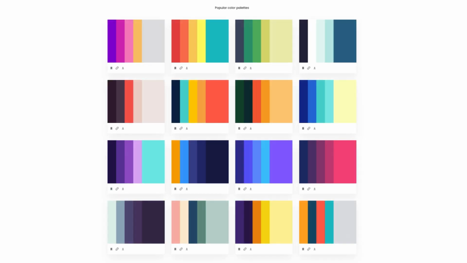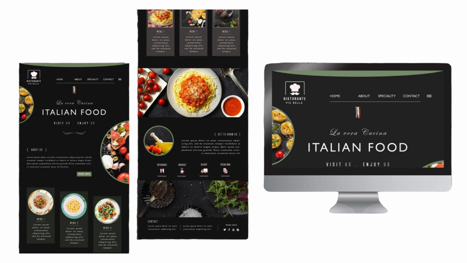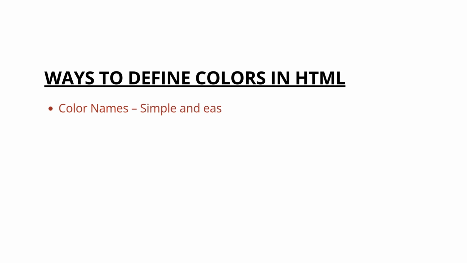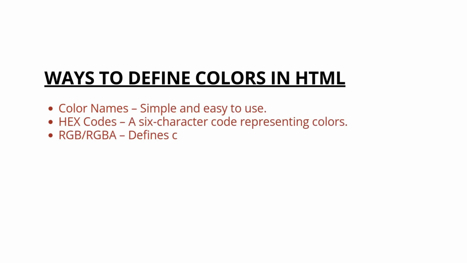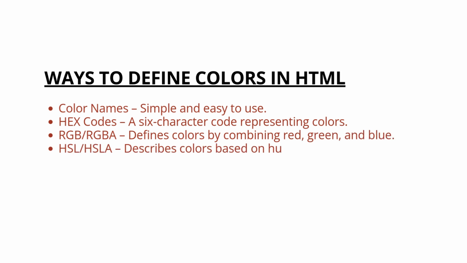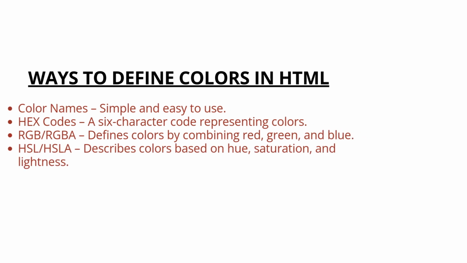Understanding HTML colors. In HTML, colors are used to style and enhance the appearance of web pages. They can be applied to text, backgrounds, borders, and other elements to make websites visually appealing. We can define colors using color names, HEX codes, RGB and RGBA, and HSL and HSLA colors.